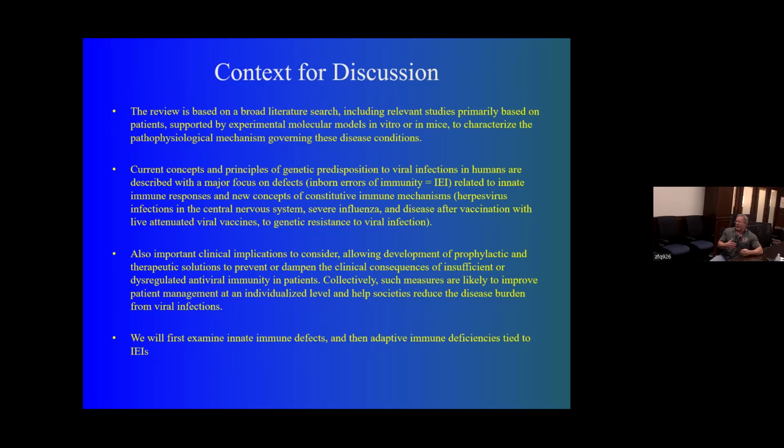In addition to looking at the genetic mechanism behind this, we also want to examine some of the clinical implications, including developing therapeutic treatment options for helping these people to either prevent or reduce the clinical consequences of their dysregulated immune response. Hopefully, the idea behind this is that we can help improve the patient's burden in terms of reducing the disease, as well as increasing their quality of life.